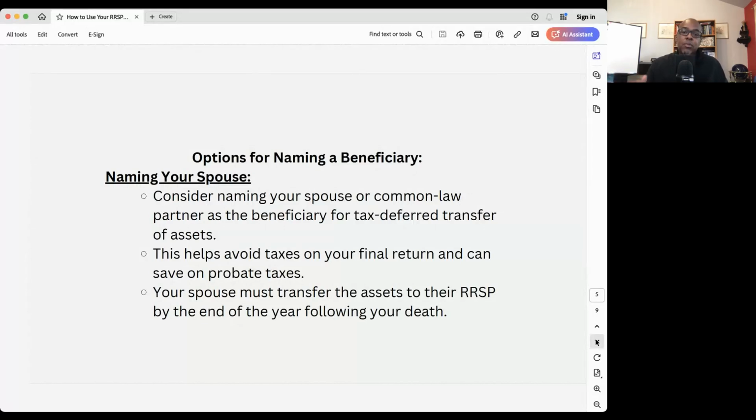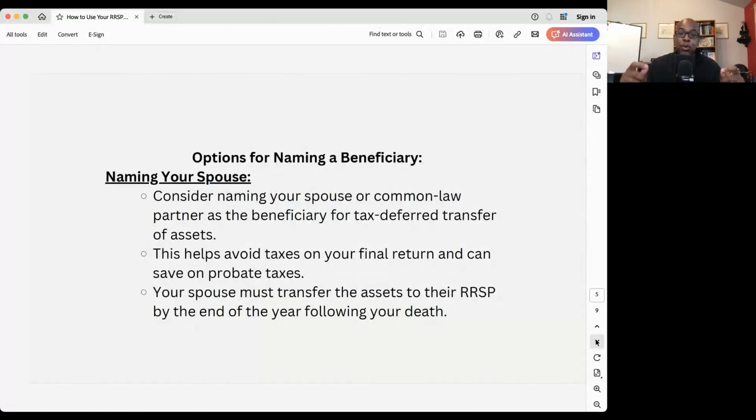Well, this actually helps to avoid taxes on your final return, and it can also save for the probate process. Why? Because your spouse must transfer the assets to their RSP by the end of the year following your death. However, here's a beautiful thing: that money gets tax deferred and it gets rolled over. So that's a good reason for you to consider your spouse, because having your partner as a beneficiary means that amount gets tax deferred.